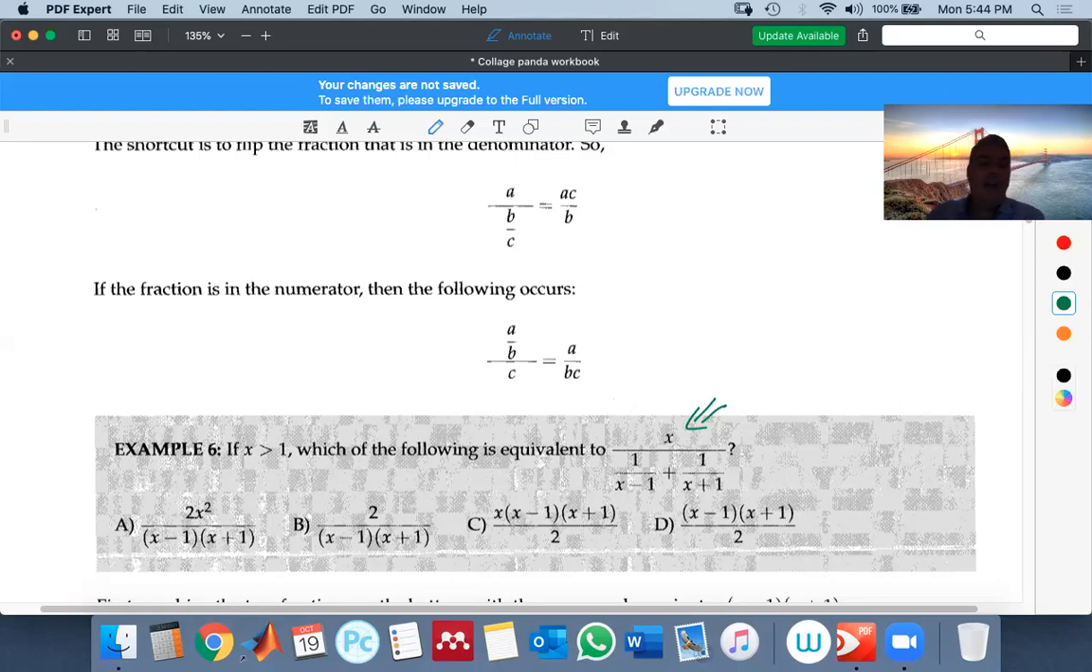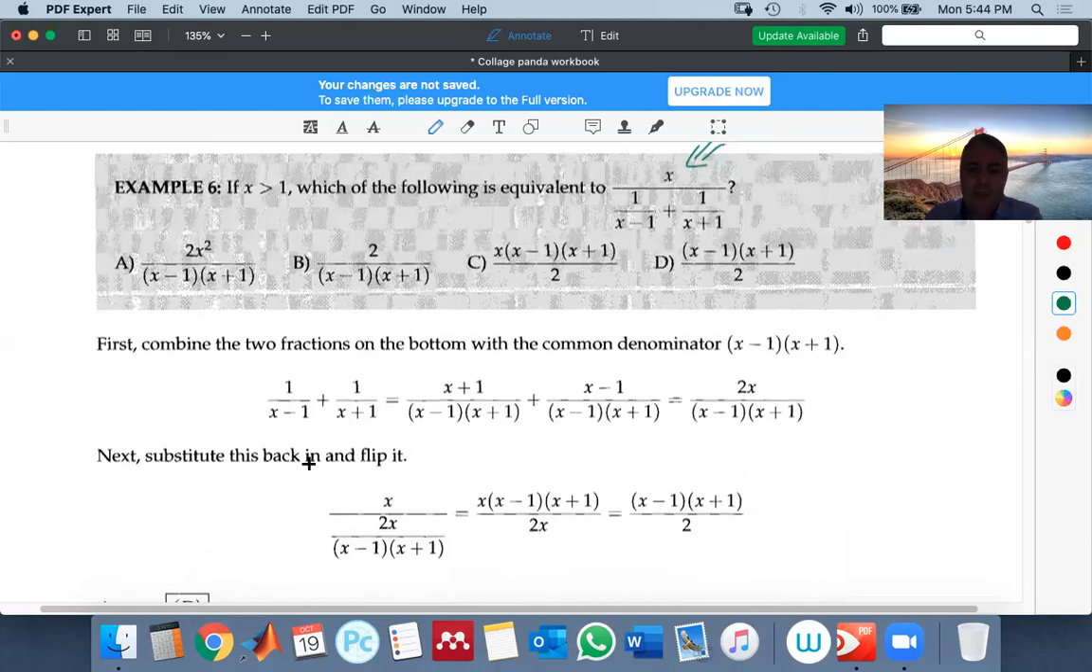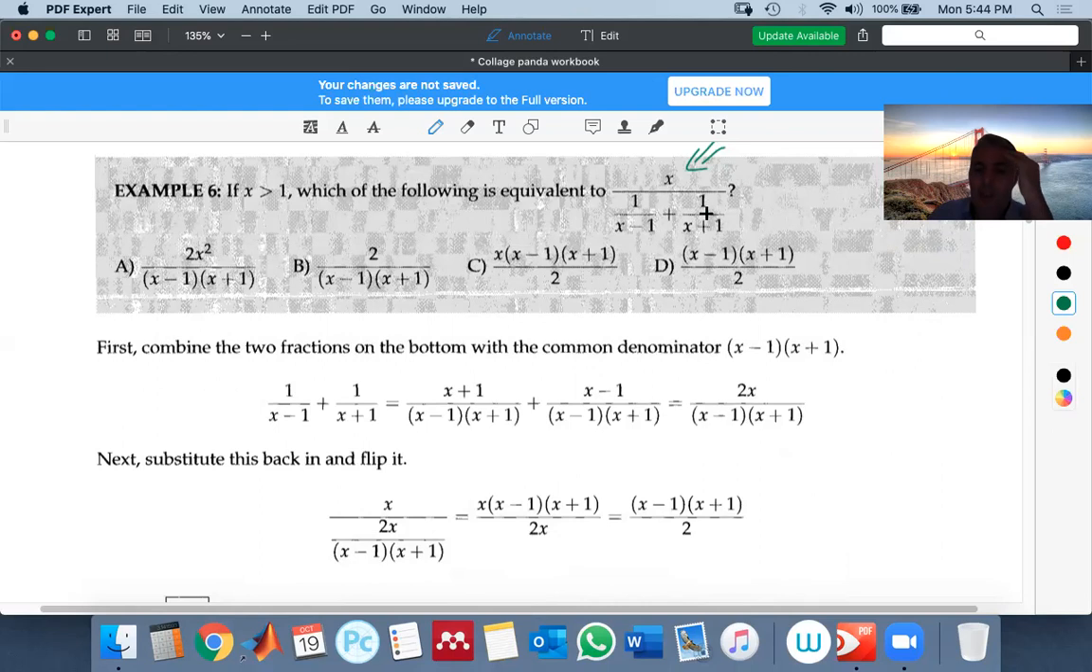Okay, now let's see. So the answer, you are saying one says C, one says D. Let's see what it will be. D is the answer. So what can we do? When we look at the denominator, let's solve the first denominator and then we can operate the other thing.